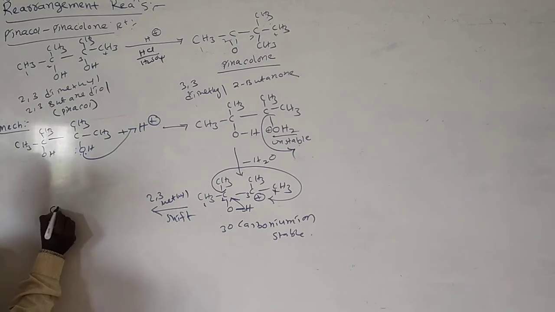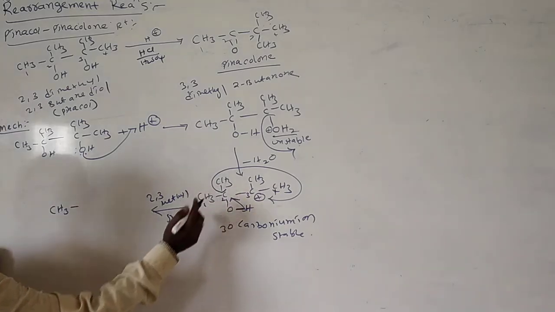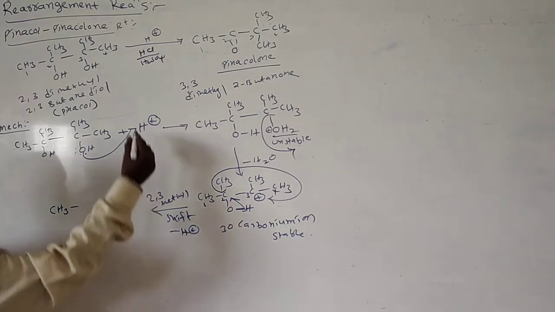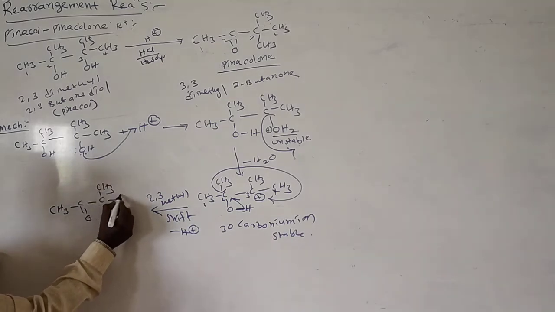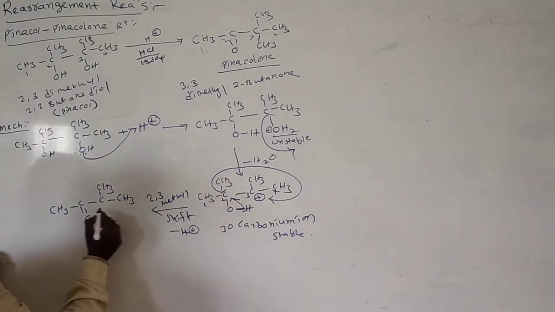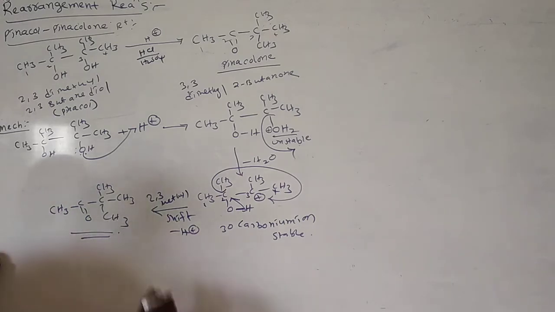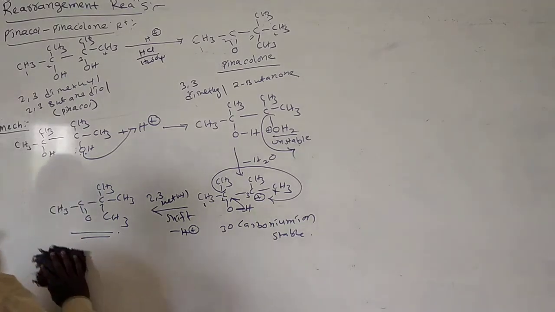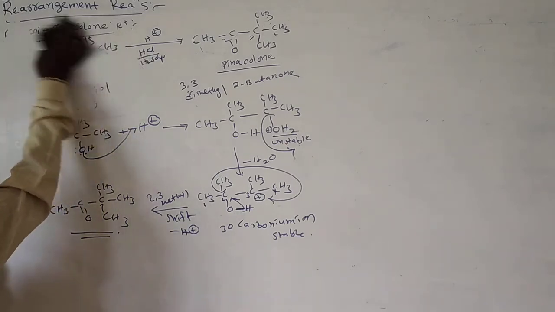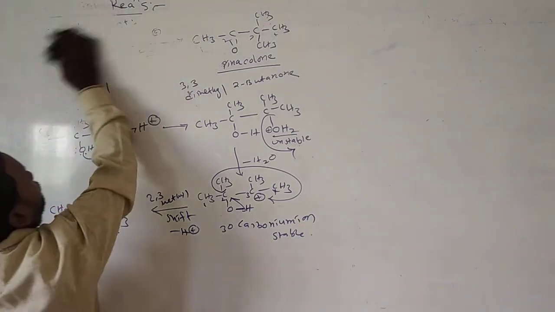What will you get? Here CH3. When the electron transfers, it goes in the form of H plus, and we get back the catalyst. Here CH3, here CH3; this methyl shifted here, so this is CH3. This is the rearrangement reaction. Pinacol converts into pinacolone, which we call the pinacol rearrangement reaction. This is an important one. Then in continuation, we will see the fifth type of organic reaction.